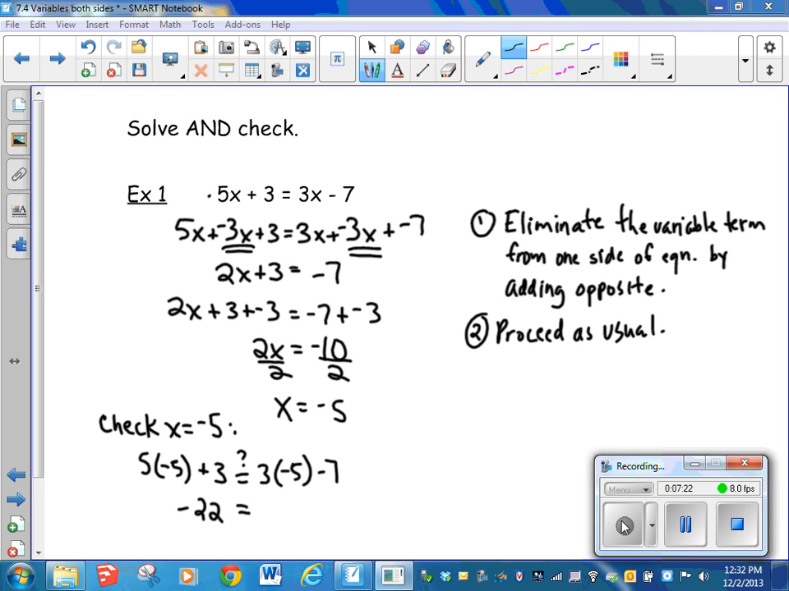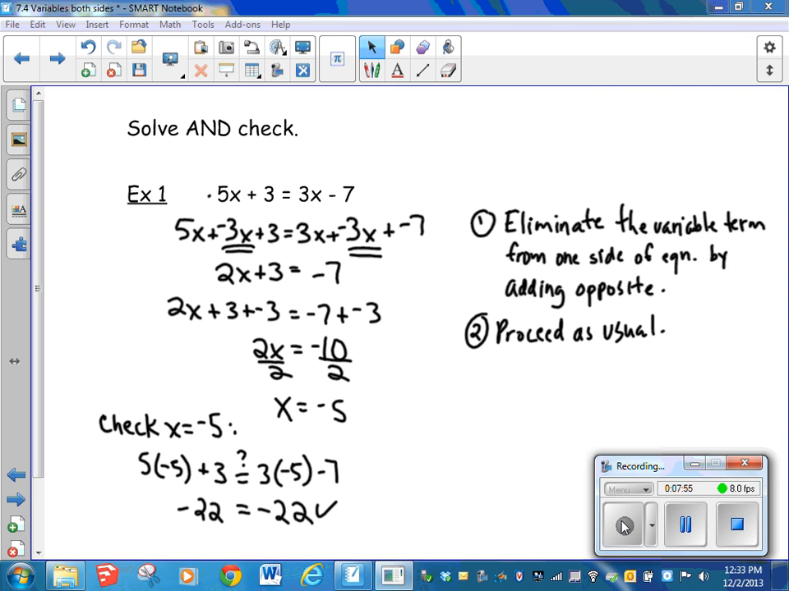-15, yep. And -15 minus 7, Robbie? Oh, no, it would be addition. -15 plus -7, -22. Did we get a true statement? Yes, so we know that that's the right solution. Okay? Any questions about that? No. Okay, you'll have to check a couple on your homework, but not all of them.